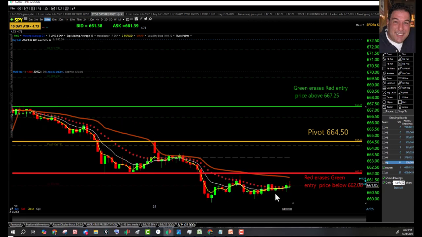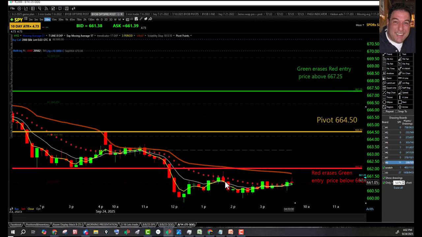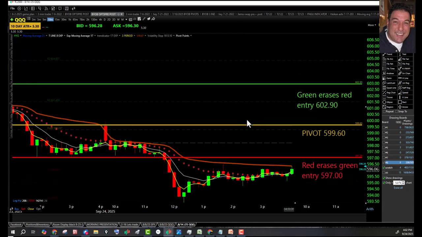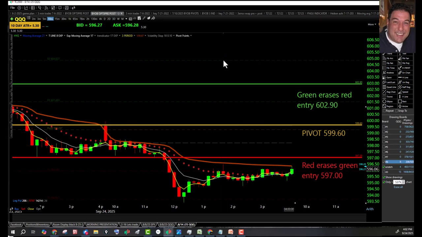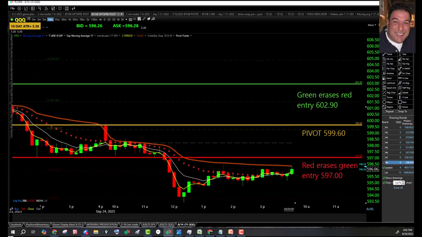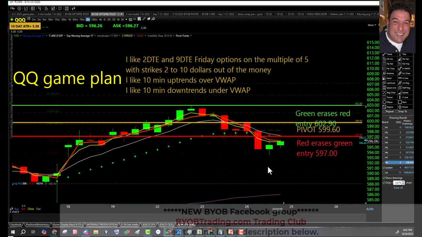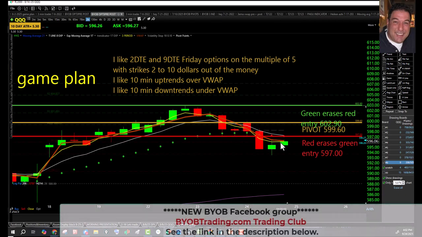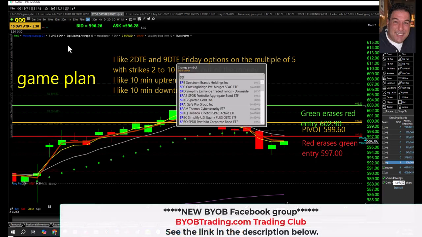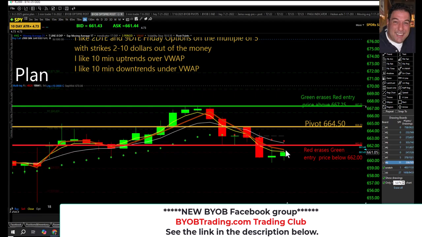So there's the 10-minute. I'm not even going to call it an uptrend or a downtrend. That's just nothing but consolidation, moving over to the right there. Same thing with QQQ. I'm not going to call it an uptrend or a downtrend. It's just moving over to the right. You can see it crisscross 2 or 3 times right there. Let's take a look at the 2-hour charts for both of them. 2-hour charts on each of them. QQQ still in a 2-hour downtrend. SPY still in a 2-hour downtrend.